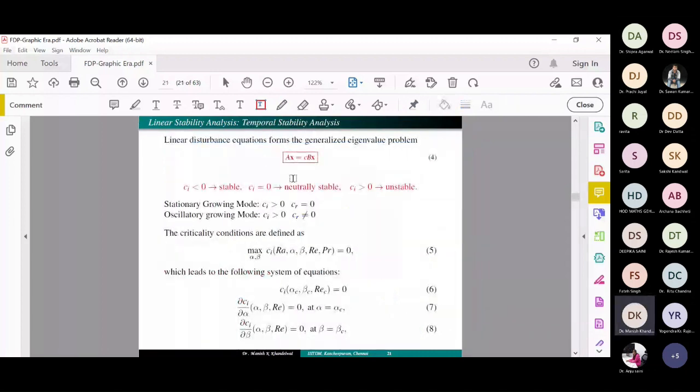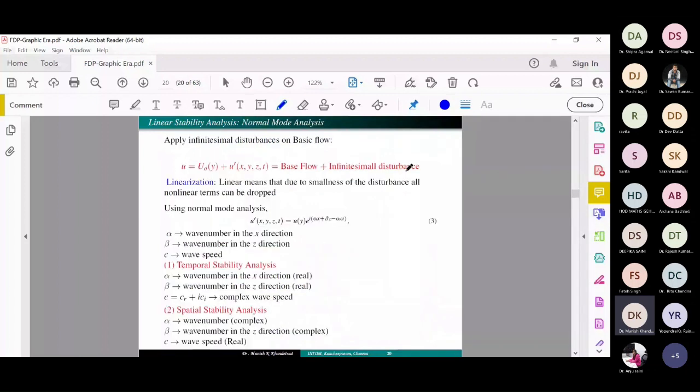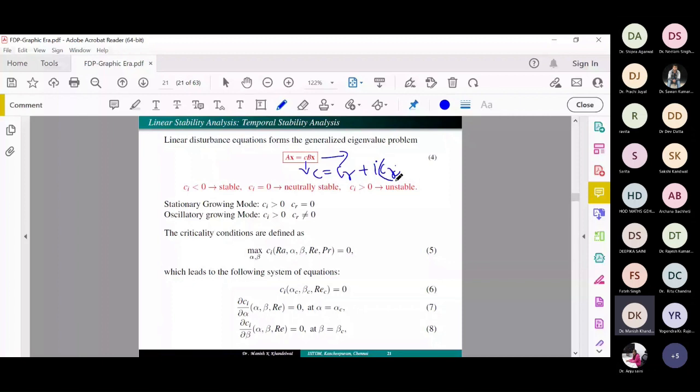Now, after putting all those things together, we will get a very nice picture. I will show you how to develop Ax equal to cBx. This Ax equal to cBx is called the generalized eigenvalue problem, where c is the eigenvalue. The same c is c equal to cr plus iota ci. We have already seen from equation 3 that our interest is only in ci. That is why I have written here: ci less than 0 is stable, ci equal to 0 is neutral stable, and ci greater than 0 is the unstable situation. So this is the complete picture.